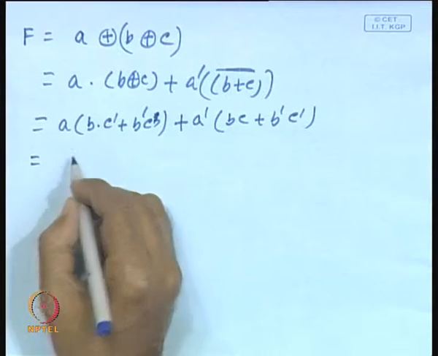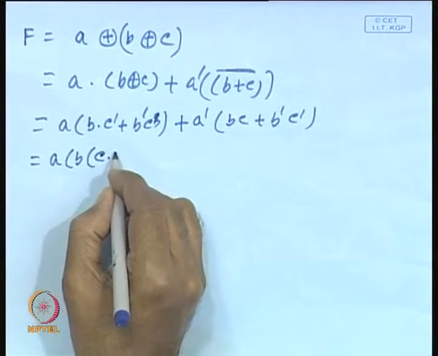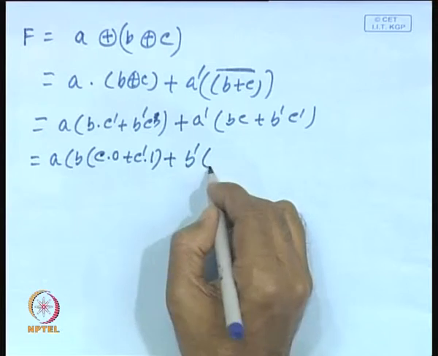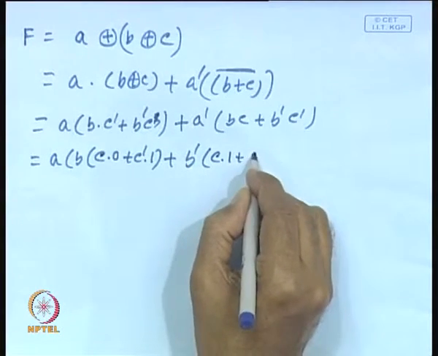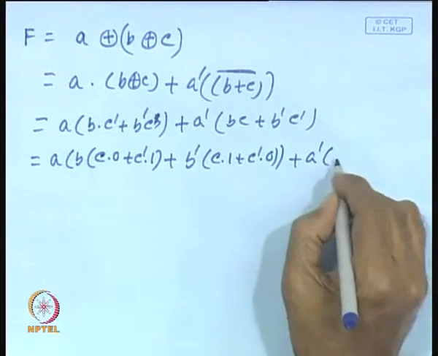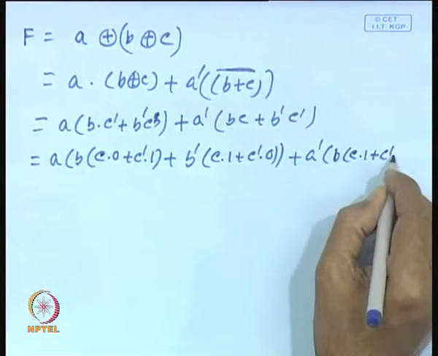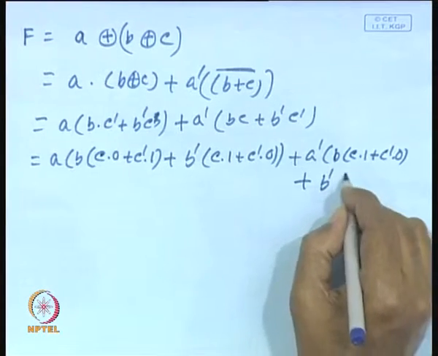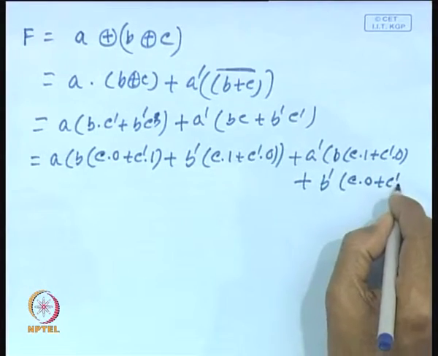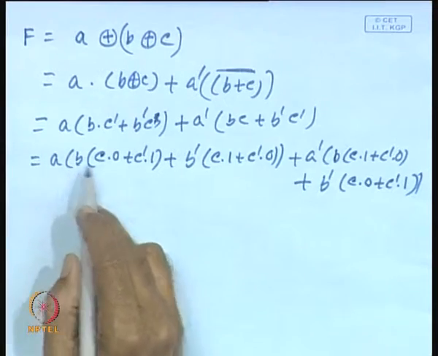Now, you can again expand around C. This will give you A, B, C bar is nothing but C into 0 plus C bar into 1 plus B bar, this is C. So, C into 1 plus C bar into 0. Then this one again you can expand, A bar B C is nothing but B C into 1 plus C bar into 0 plus B bar C bar, if you expand it will be equal to C into 0 plus C bar into 1. So, now you have fully expanded in the order A, B and C.